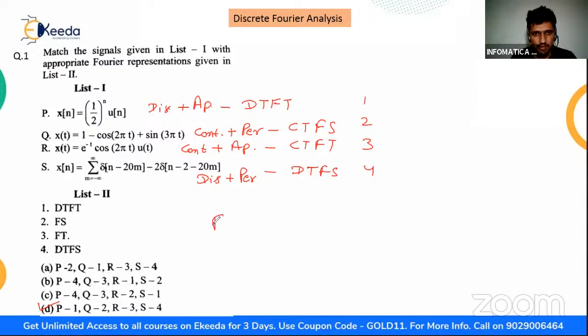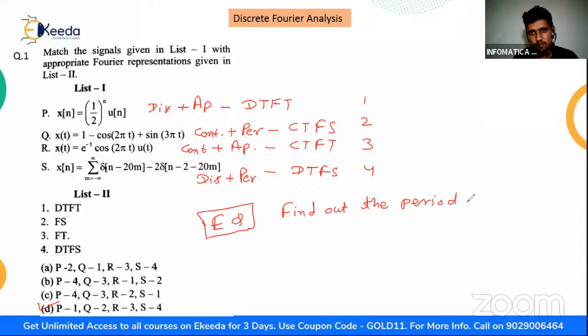An extra question you can write here, a good question: what will be the period of this signal? Find out the period of S. This is an extra question for you. You have to find out what will be the period of this. In discrete, we generally denote period by N. So what will be the period of this signal?